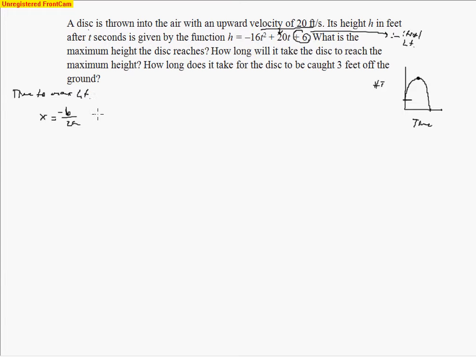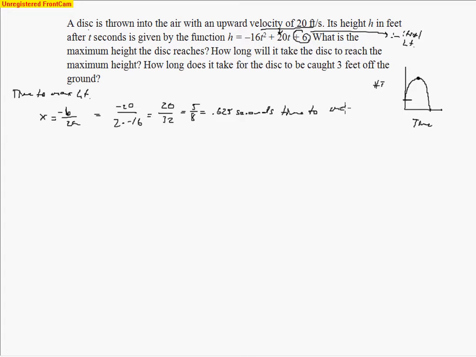So I go ahead and substitute that in. It's going to be negative 20 over 2 times negative 16. So 20 over 32. Reducing that fraction gives me 5/8, or 0.625 seconds. That's how long it takes to get up there to the maximum height. Time to max height.